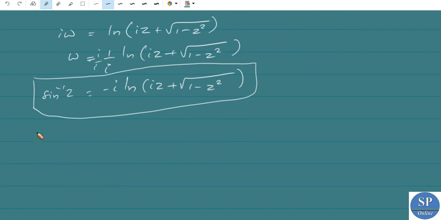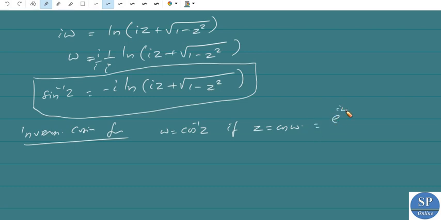The inverse cosine function is w equal to cos inverse of z if z is equal to cos w. So using the value of cos w, we know cos w is e to the power iw plus e to the power minus iw divided by 2. Using this, we can find the inverse w.